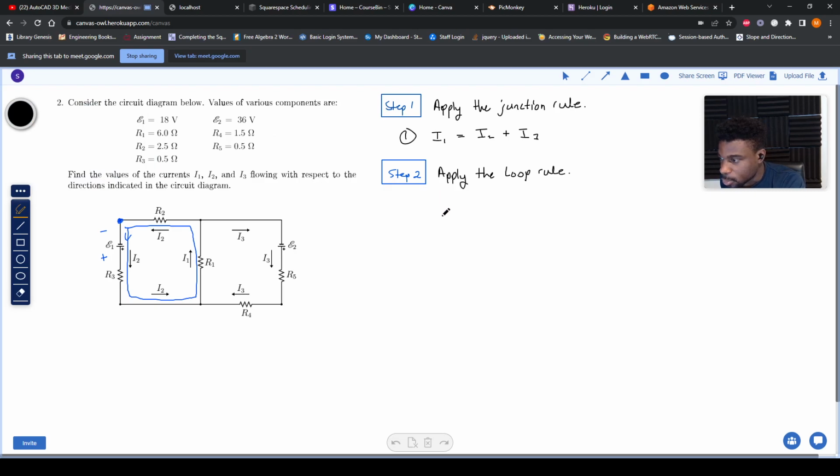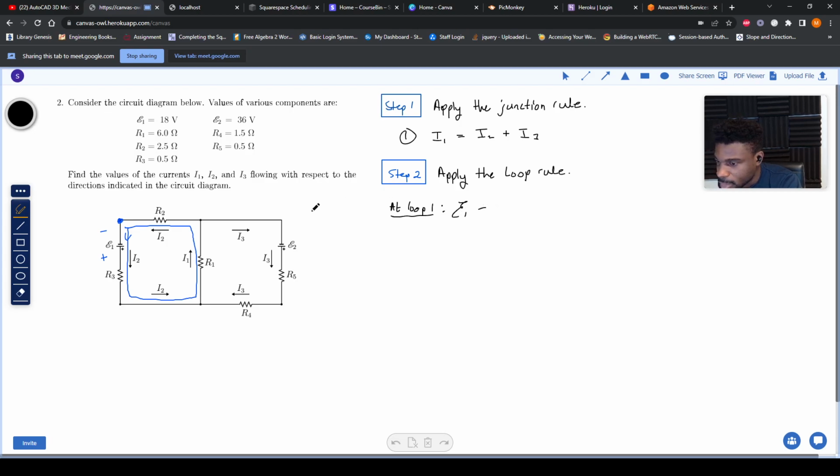So we're going to say at loop 1, we're starting at this point here. If we move down the circuit, we're going to have to go from negative to positive along our battery. So our potential is going to increase by the amount of voltage of this battery, which is 18 volts. I'll just write it in symbols for now, and then I'll substitute the values in. So we're going to increase by E1.